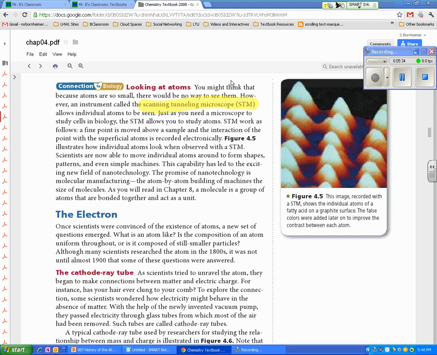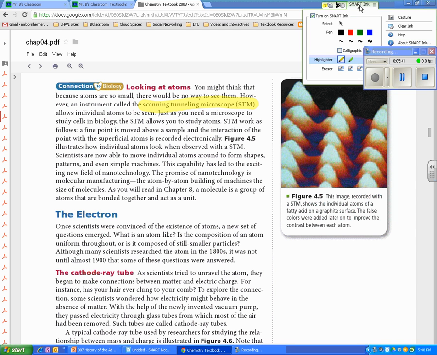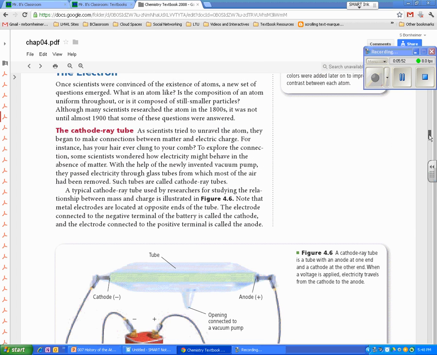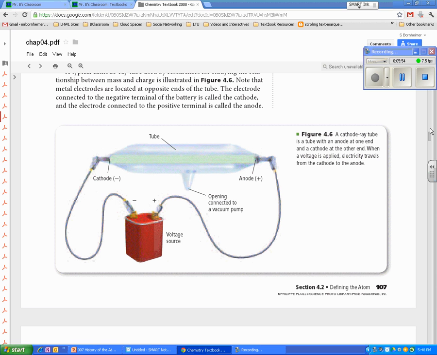Okay, and it allows us to actually see atoms. It's quite incredible. All right, so today in class, which, if you're watching this presentation, would have been yesterday or Wednesday in class, we looked at cathode ray tubes, and I showed you an example of an oscilloscope, and I bent the ray with a magnet.